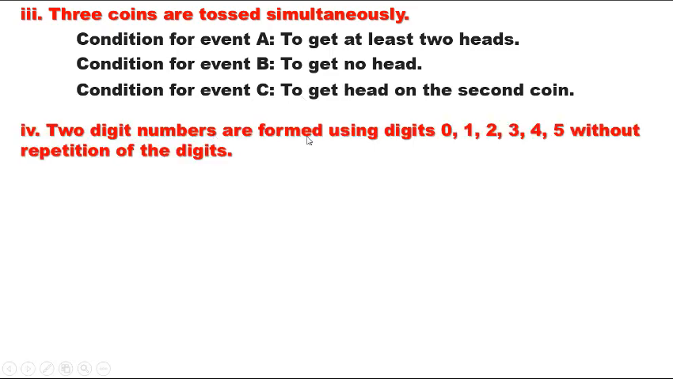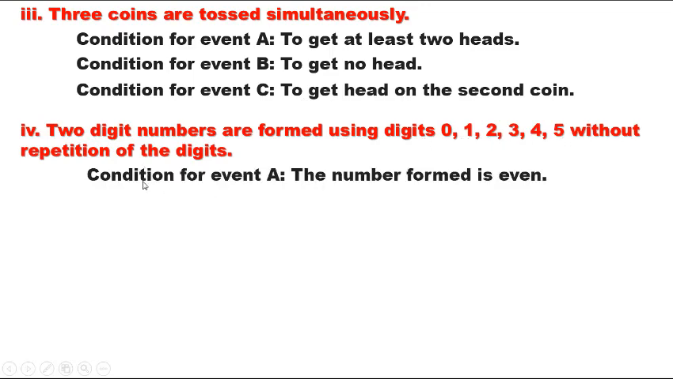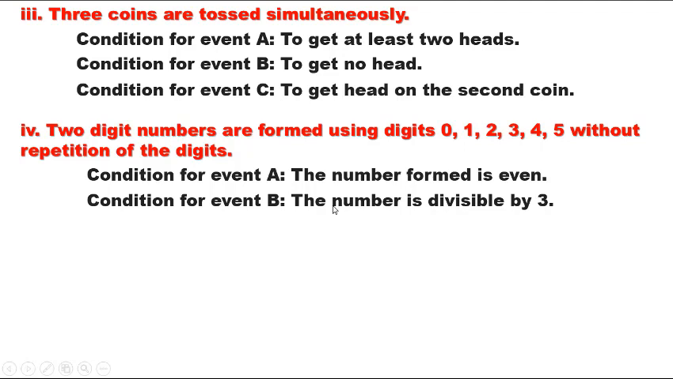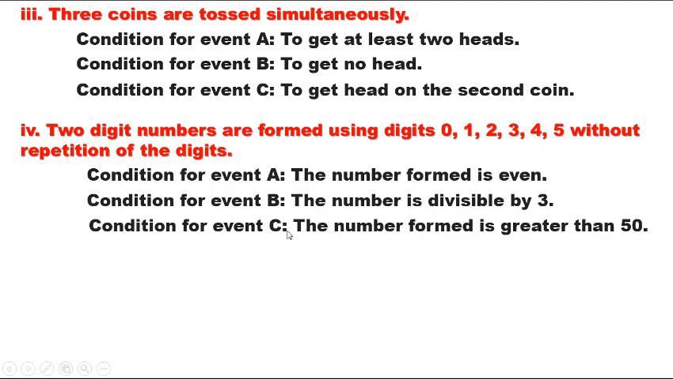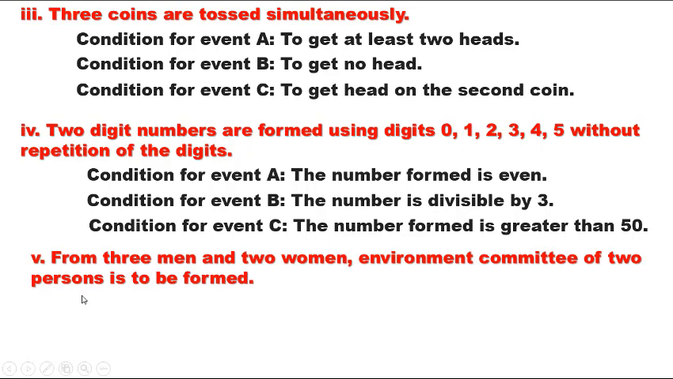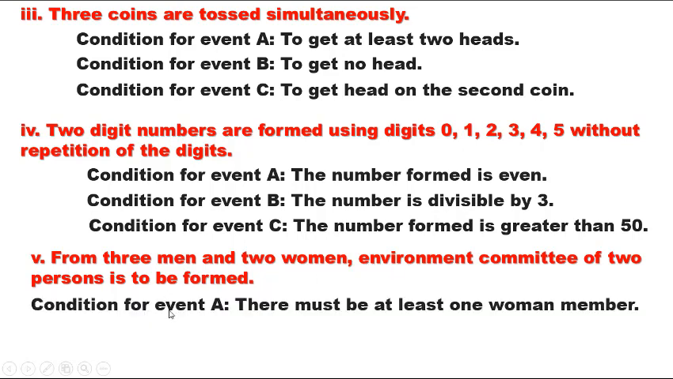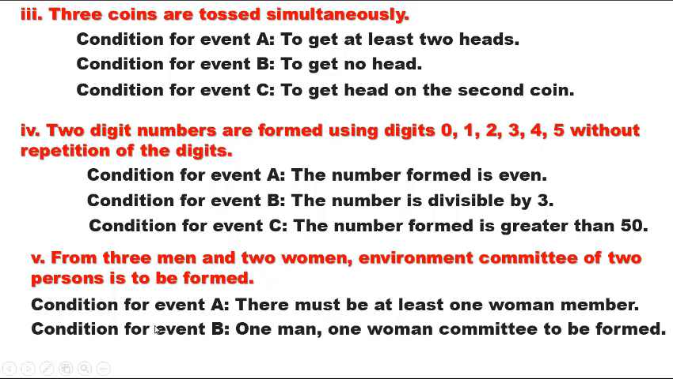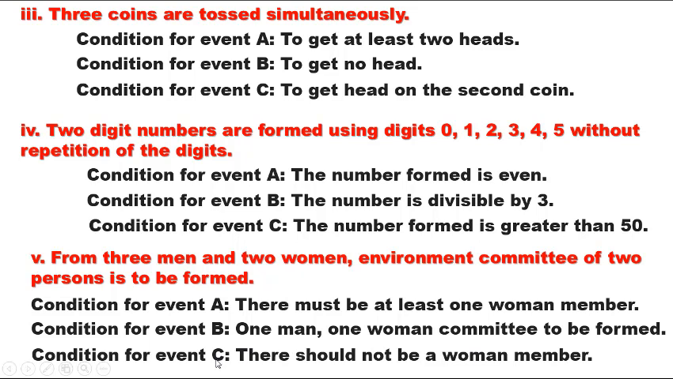Fourth, two digit numbers are formed using the digits 1, 2, 3, 4, 5 without repeating the digits. Condition for event A: the number formed is even. Condition for event B: number is divisible by 3. Condition for event C: number formed is greater than 50. Fifth, from three men and two women, a committee of 2 persons is to be formed. Condition for event A: there must be at least one woman member. Condition for event B: one man, one woman committee to be formed. And condition for event C: there should not be a woman member.